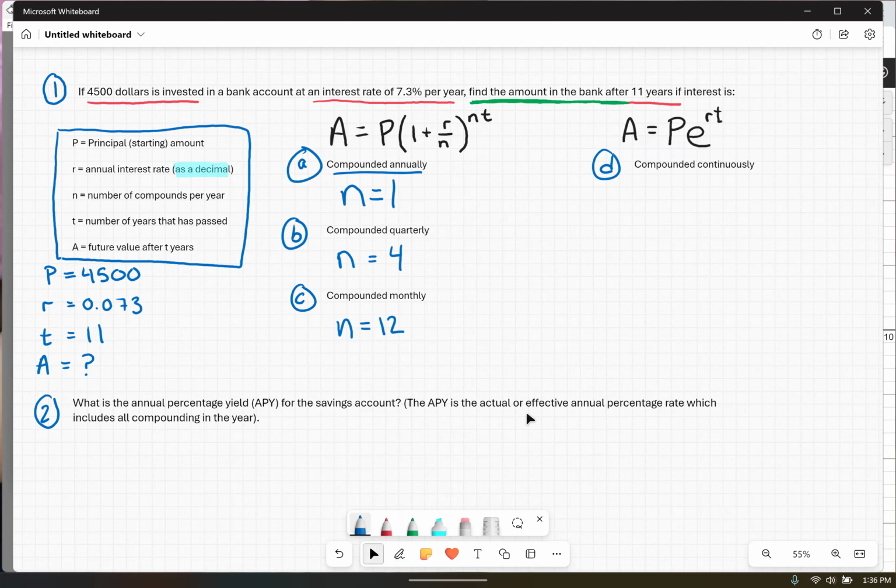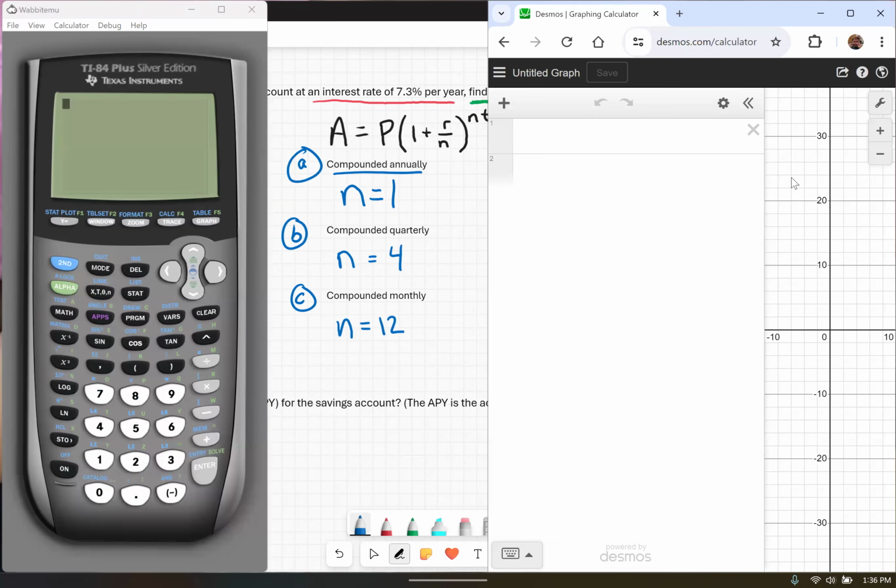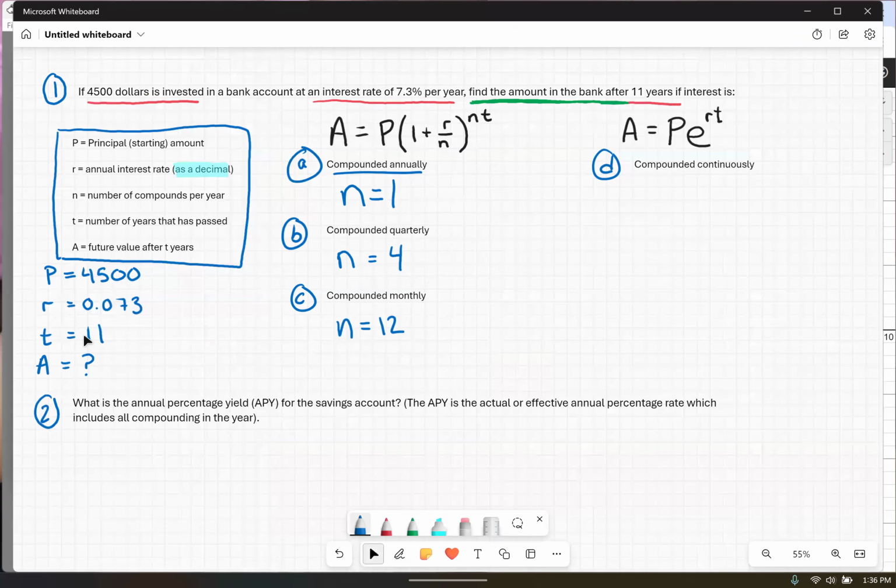Some of you may prefer the TI-84 graphing calculator. Some of you, like me, might prefer the Desmos graphing calculator. This is just 2 options. There's other ones out there, but these are 2 very commonly used graphing calculators. One is online and one is usually a handheld physical calculator. So what we have to do is plug in the specific values that are given in the problem into the formula.